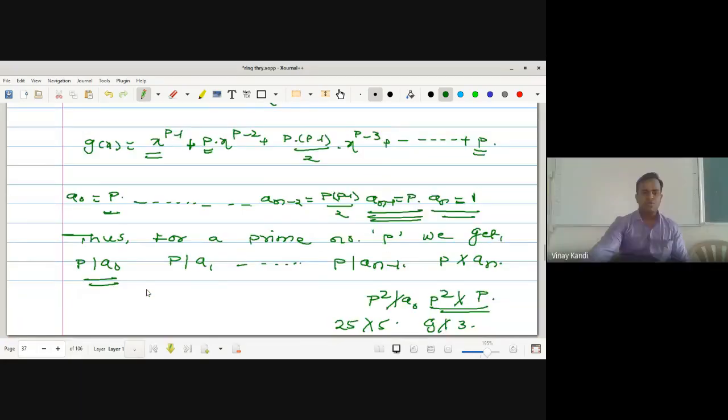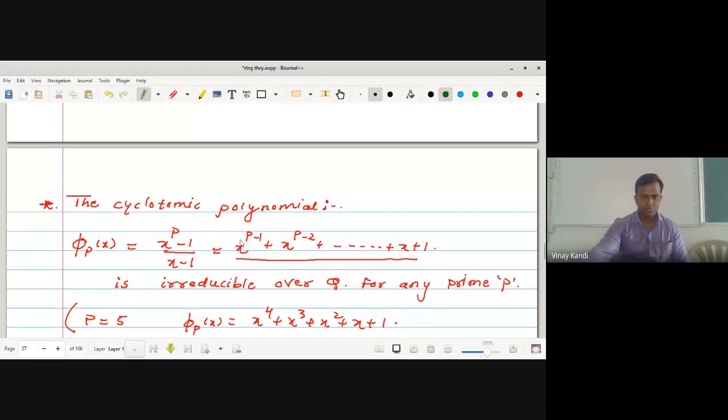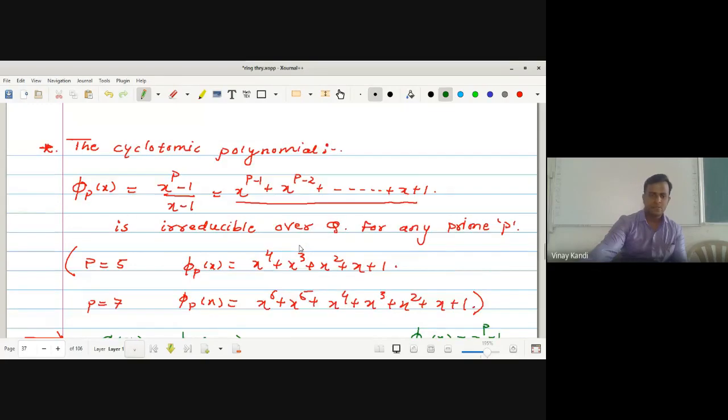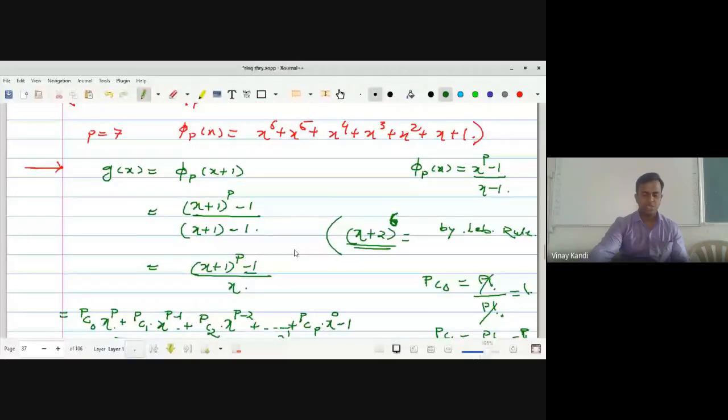What is the value of Φp(x)? This one. Okay, Φp(x) means x raised to p minus 1 plus x raised to p minus 2, and so on. Have a proper look once. Okay, any doubt up to here?